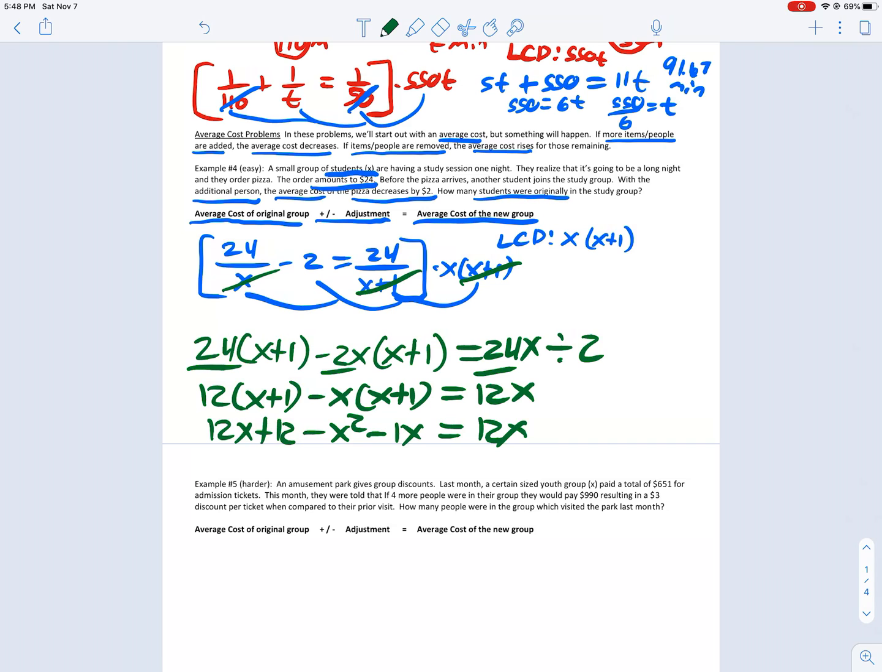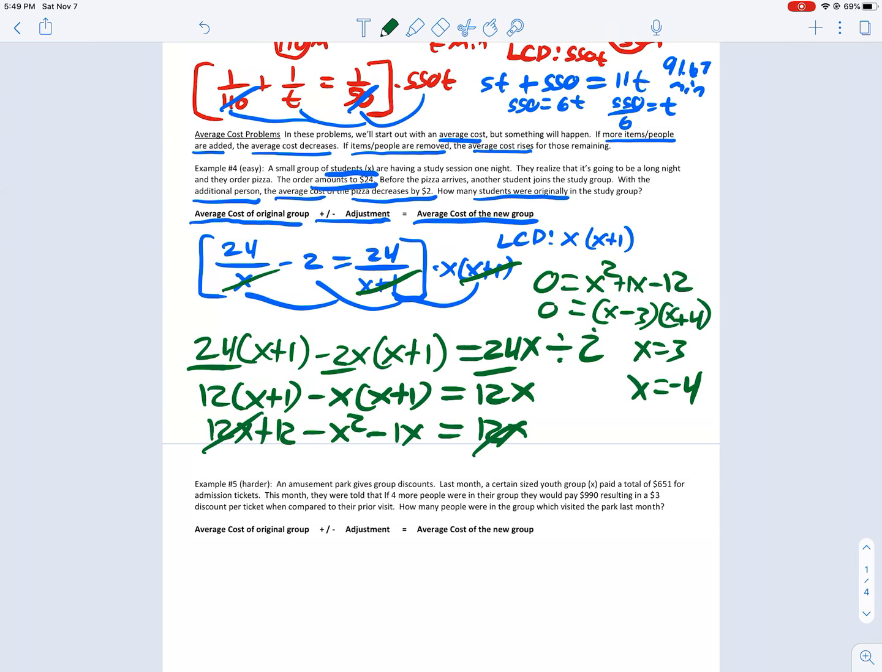Notice I see a quadratic, so I'm going to move everything over to the right and try to factor it. Once you move everything over to the right, you get 0 equals x squared. The 12x is reduced. So plus 1x minus 12. And now I'm going to factor that. So x and x, so 4 and 3. So plus 4 minus 3. So x equals 3, x equals negative 4.